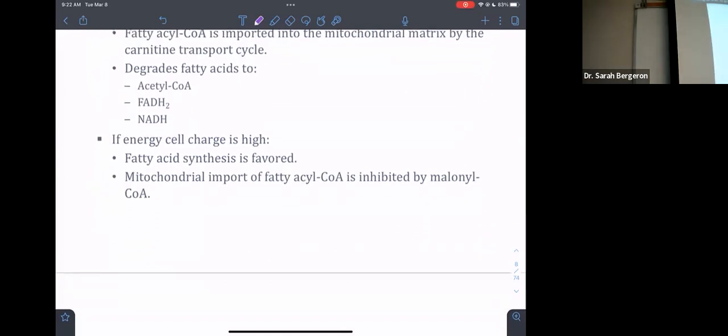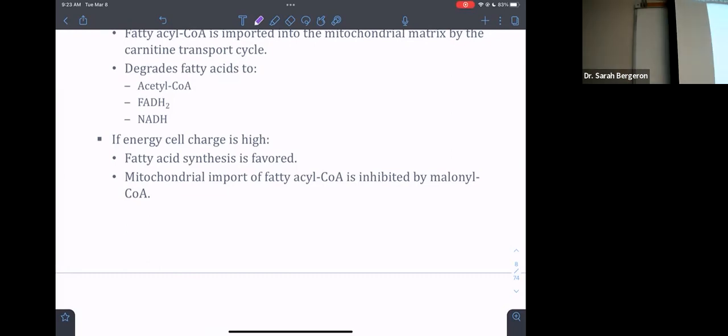So if our energy charge is high, we've eaten, we're not really hungry, right? So we're going to favor fatty acid synthesis. But we're only going to favor fatty acid synthesis depending on what's going on in the cell. So we don't want to import fatty Acyl-CoA into the mitochondria if we're synthesizing fatty acid, right? When we undergo fatty acid synthesis, we're going to produce malonyl-CoA. And we haven't gotten to that yet, so we'll get there, right? But that malonyl-CoA is going to inhibit degradation, okay?